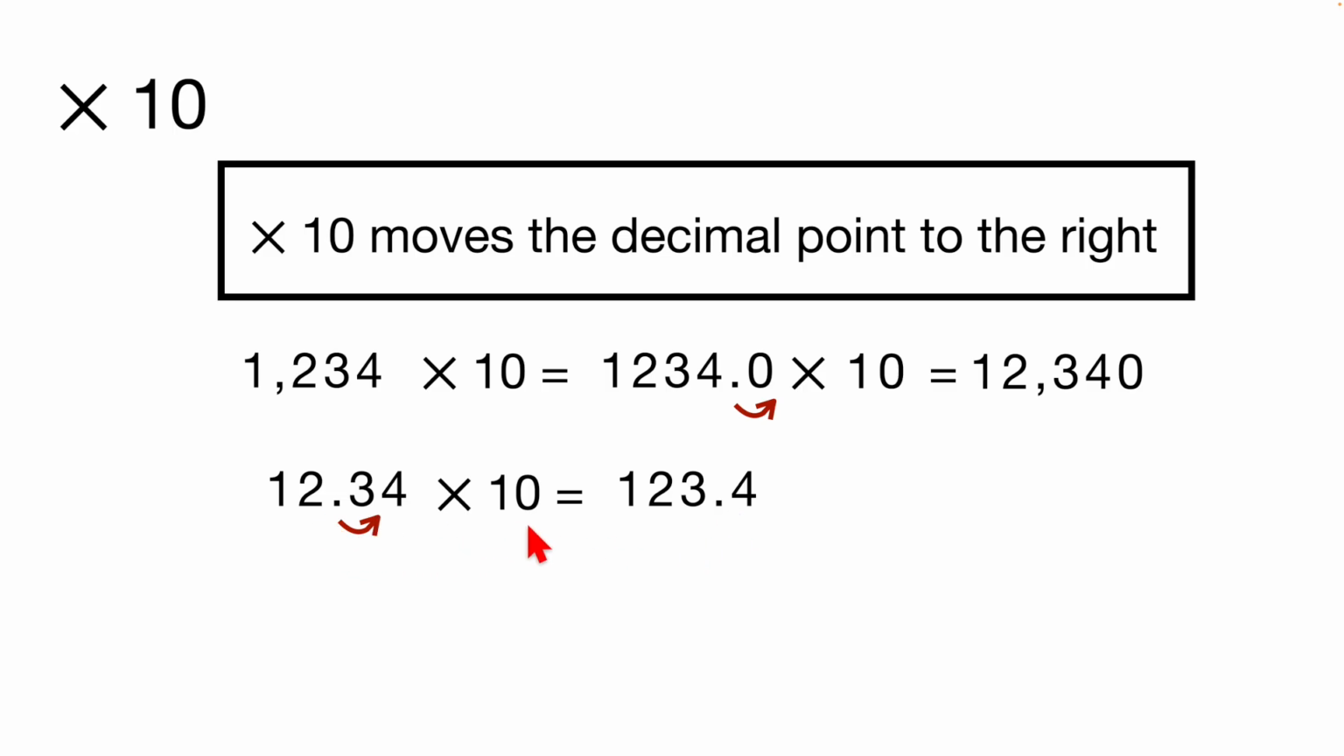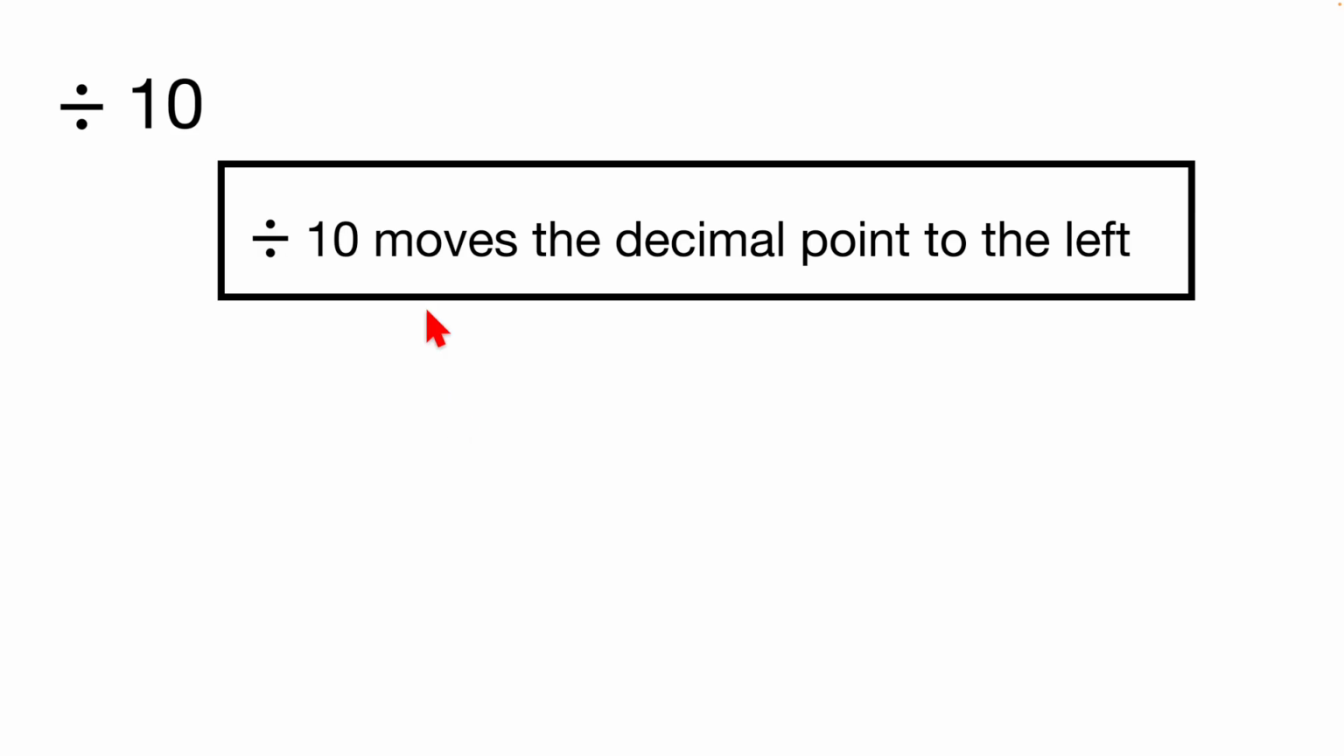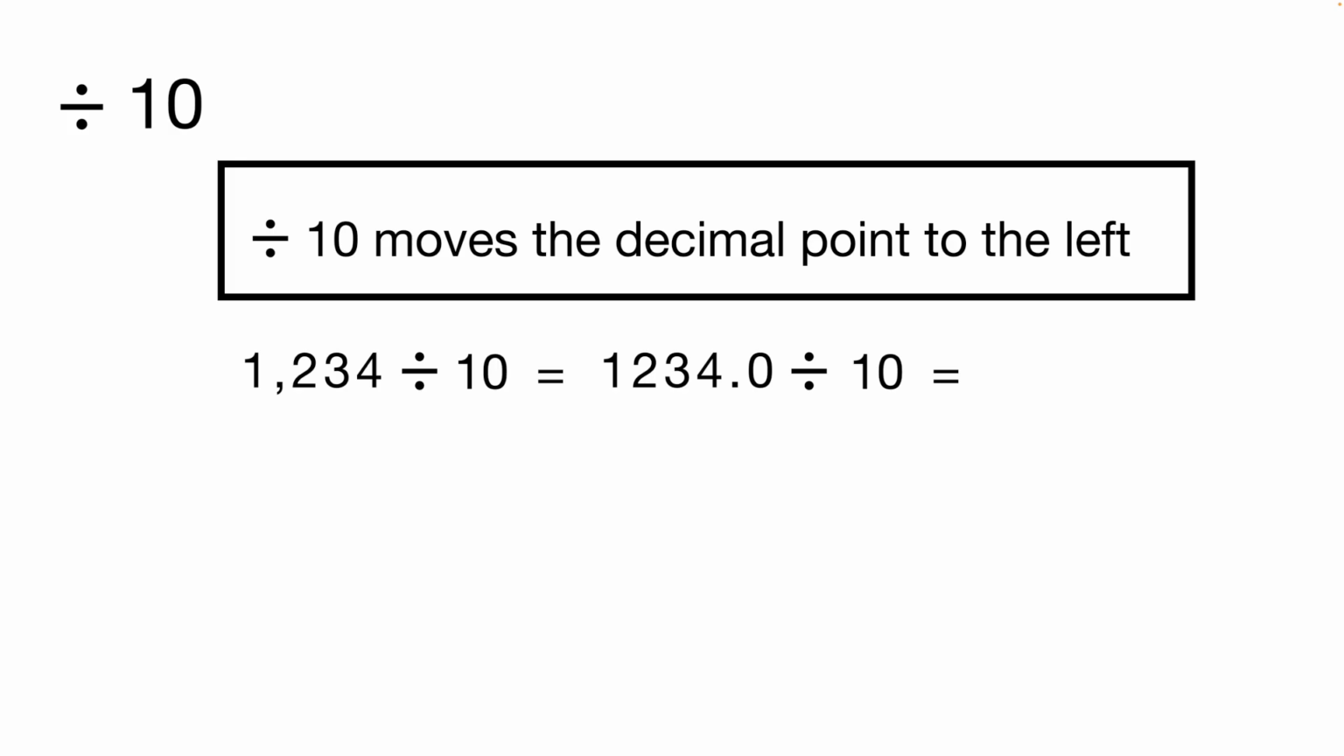Guess what? If timesing by 10 moves the decimal point to the right, dividing by 10 moves the decimal point to the left. Let's just see that in action. 1,234 divided by 10. We will just add a decimal point here to make it easy. And now we're going to move the decimal point to the left. And that gives us 123.4.